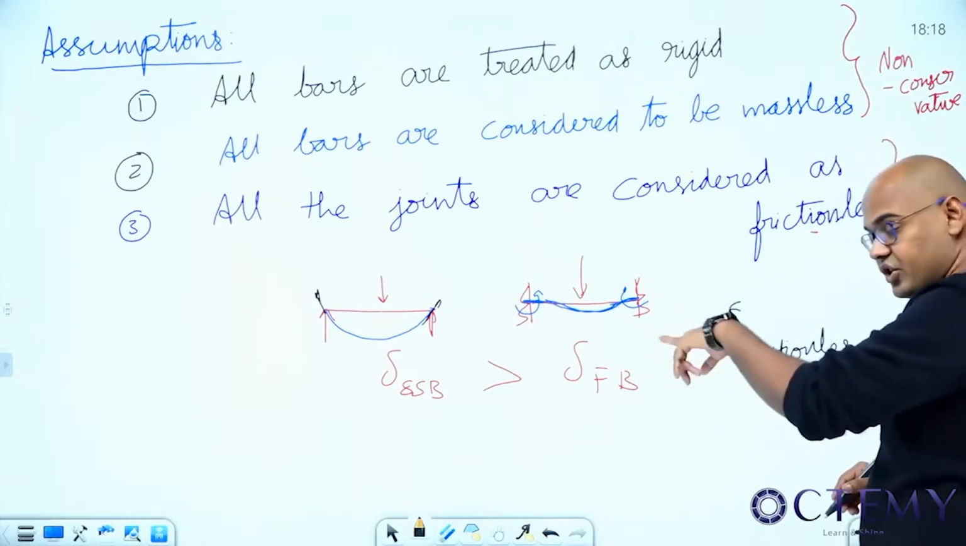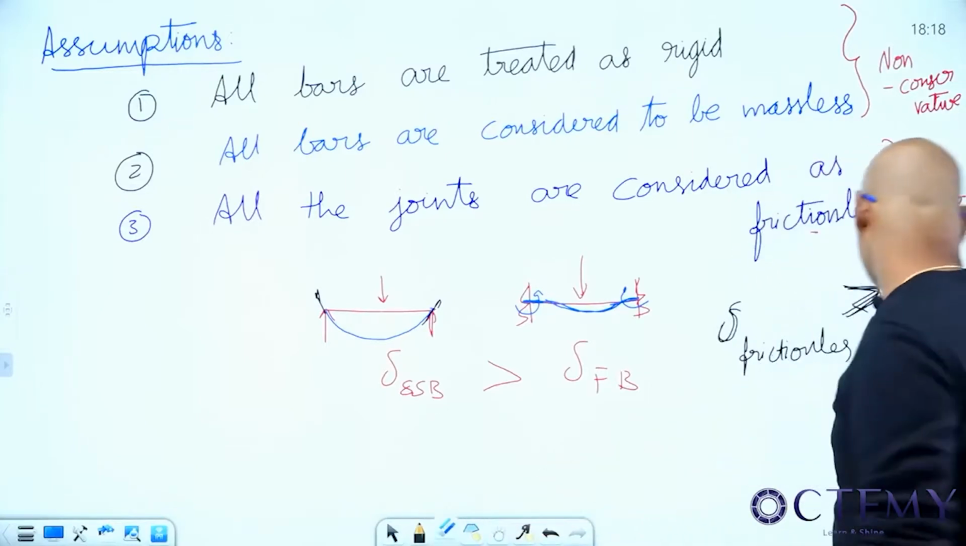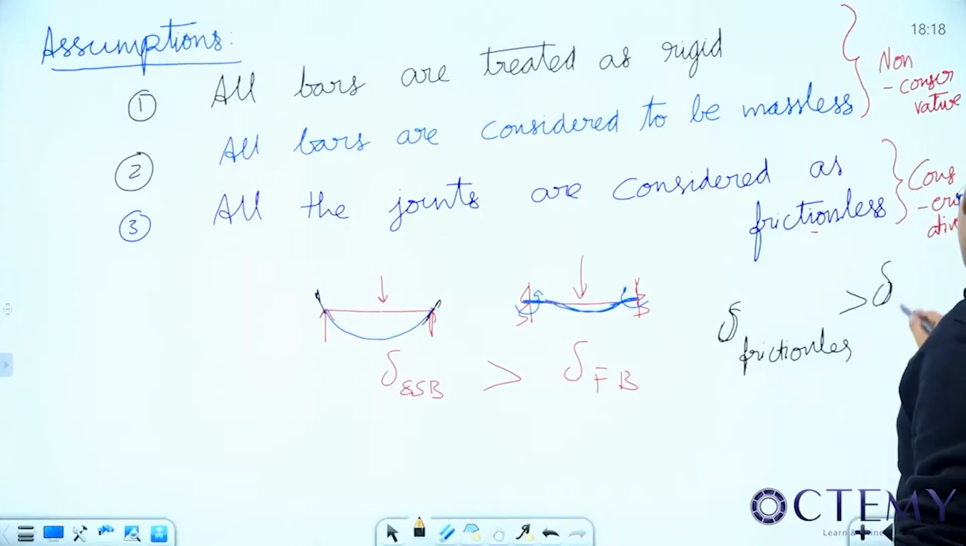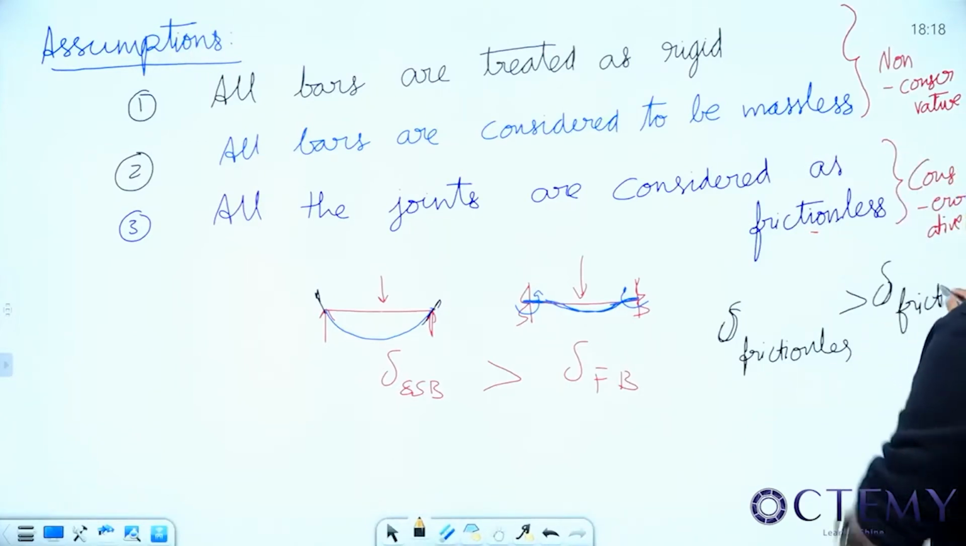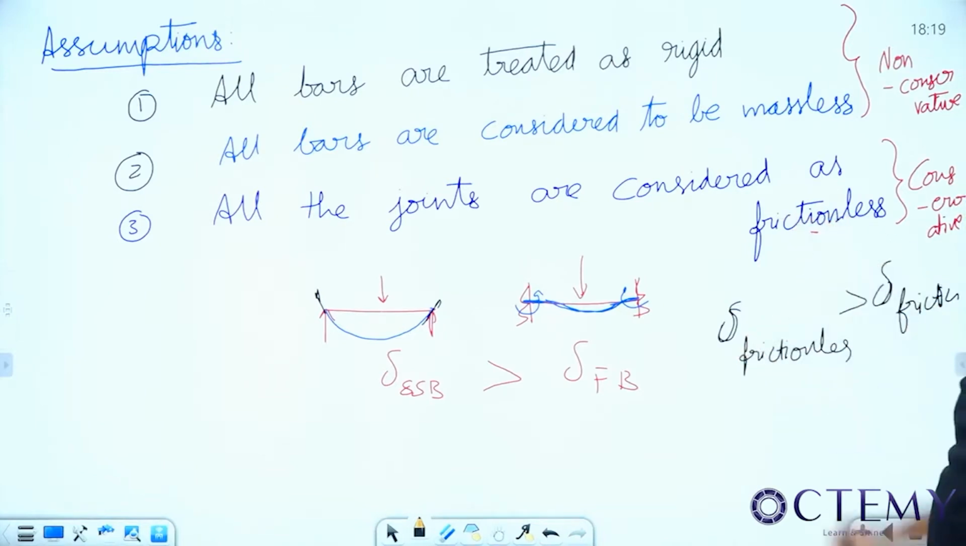The deflection is going to be less. So which is more safe? Less deflection is definitely more safe than more deflection. Hence, this is a conservative assumption.